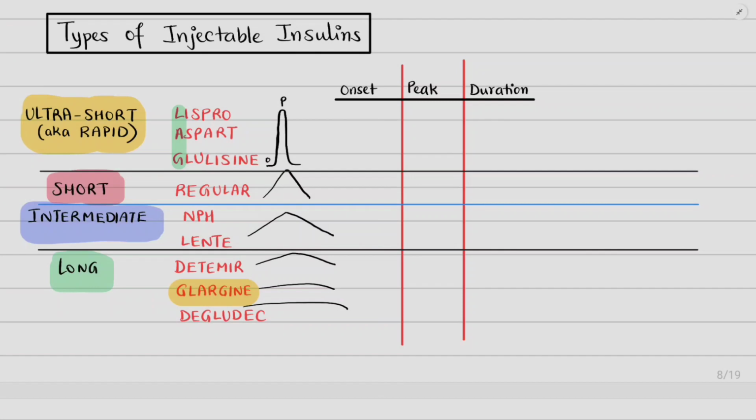Then let's compare their onset, peak and duration of action. The onset of ultra short is 15 minutes. For short it's 30 minutes. For intermediate it is 60 minutes and long it is 60 minutes also. Now the ultra short peak is reached within 1.5 hours, so it's very fast. The short peak is reached within 3 hours. For intermediate, the peak is reached within 6 hours.